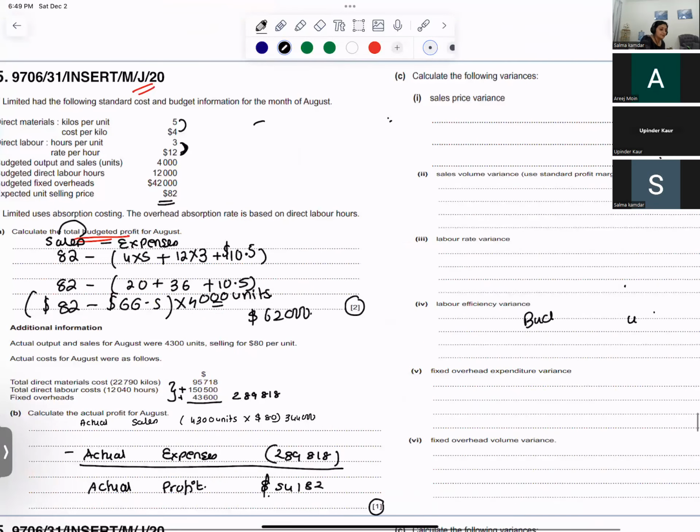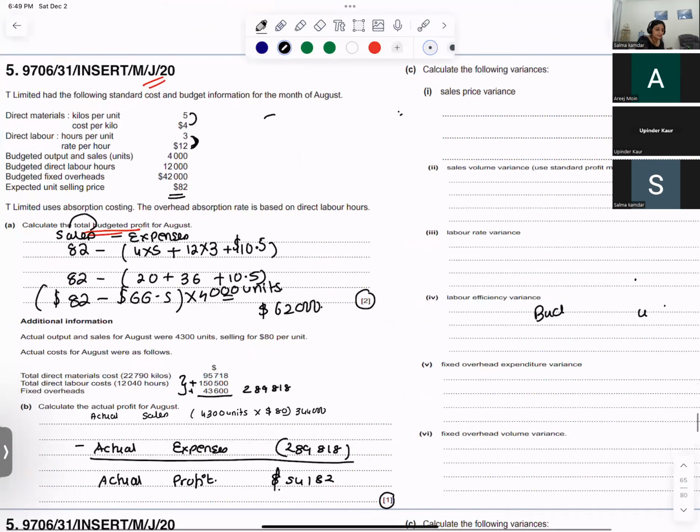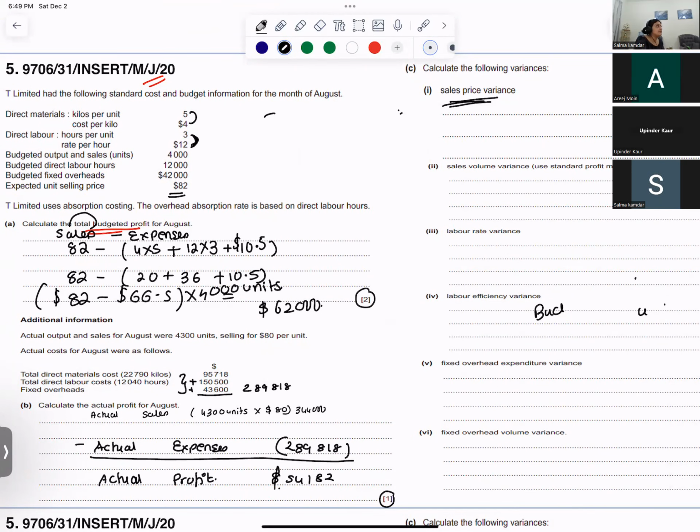Come on. Sales price variance. Can you give me the formula? Standard price minus actual price into actual quantity. What was the standard selling price? 82 minus 80, into 4,300. Actual quantity is 4,300 units.